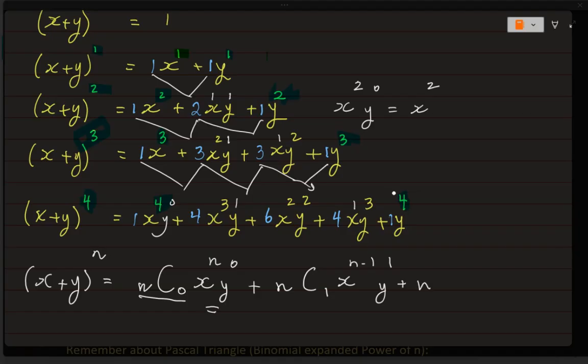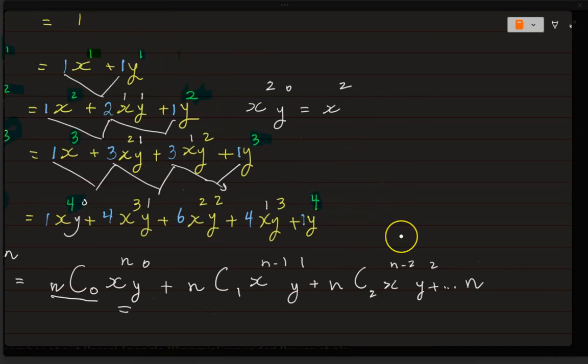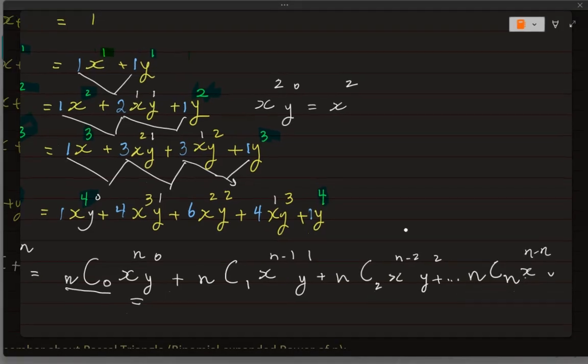So this next one would be n choose 2, x^(n-2), y^2, and then plus, the last piece will end up being n choose n, x^(n-n), y^n.